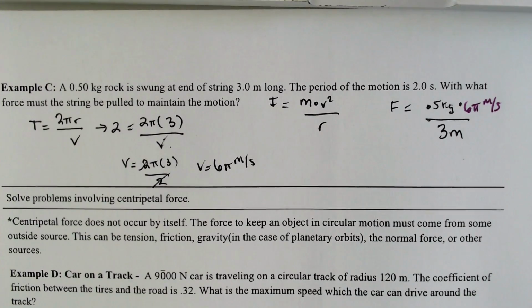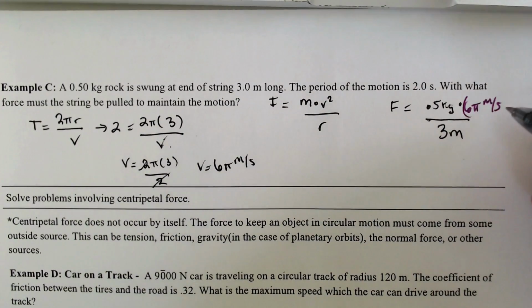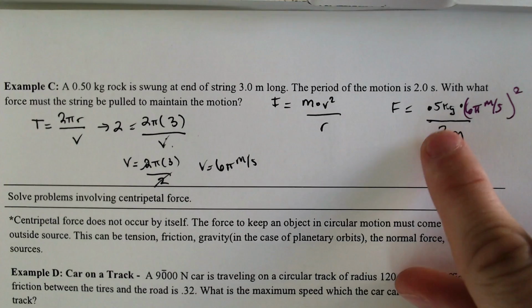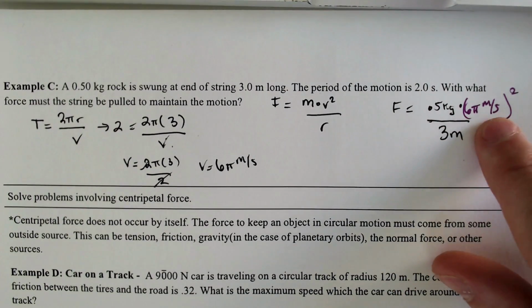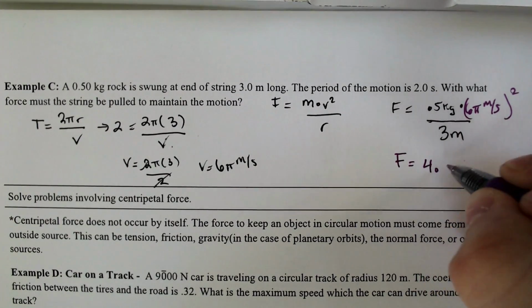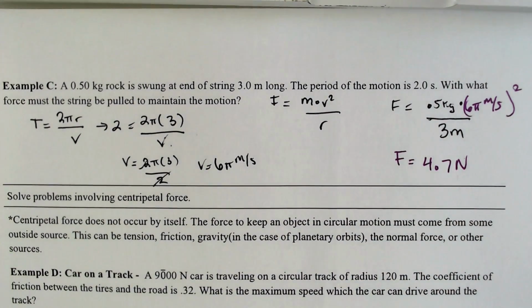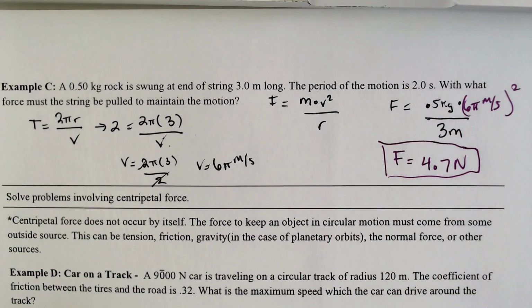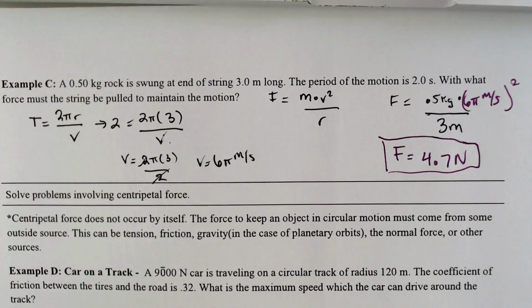If we do that, you find that your force is going to be equal to, I forgot my squared. Your force would be equal to, if you just plug that in your calculator, 0.5 times 36 pi squared divided by 3, and you end up with a force of 4.7 newtons. All right, so I'm saving you some time by explaining that. I'm hoping you can type that in your calculator to get the answer.